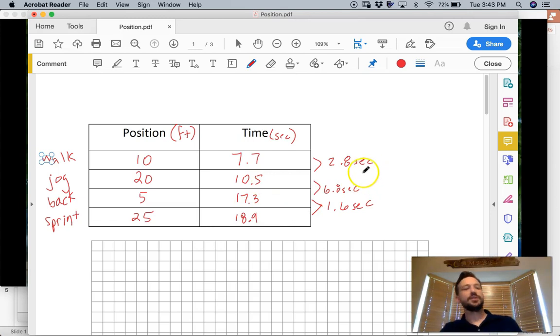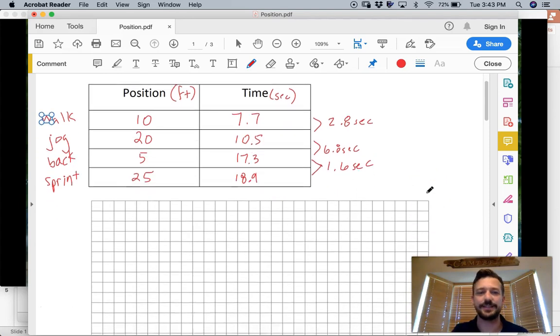Okay, so we got everything we need to know here. It looks like he walked for 7.7 seconds. He jogged for 2.8 seconds. He back sprinted for 6.8 seconds, and then he sprinted for 1.6 seconds, bringing the total amount of time to do everything to 18.9 seconds.